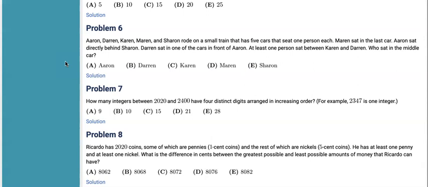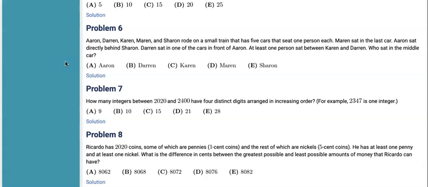Sharon? Okay, there's a person between Karen and Darren. So it's probably Karen, Sharon, Aaron, Darren? No. Aaron sits behind Sharon. Oh, no, no, no. It's Karen. What? There's 1 person between Karen and Darren. Darren is son of Aaron, and Aaron sat directly behind Sharon. How does this make any sense?